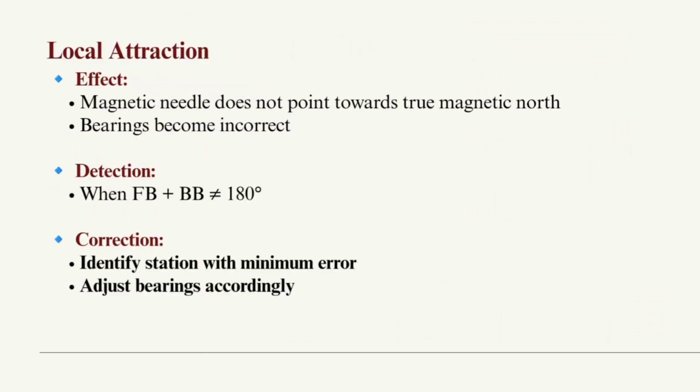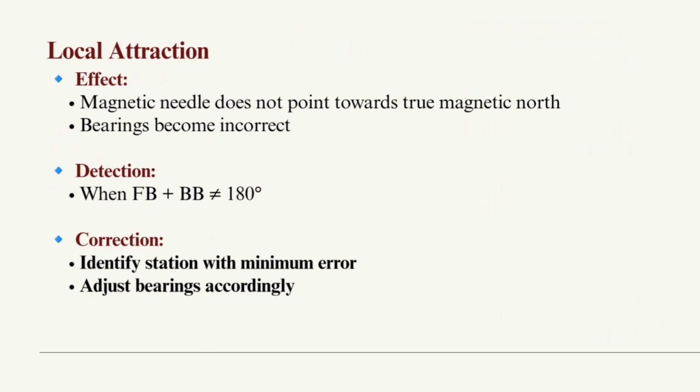Then, how to detect local attraction. Local attraction is detected when the difference between the fore bearing and the back bearing is not exactly equal to 180 degrees. We have already seen that the difference between fore bearing and back bearing is always equal to 180 degrees. If there is a discrepancy, maybe it is greater than 180 degrees or less than 180 degrees, then in that case we can say there is an error because of local attraction or something else.